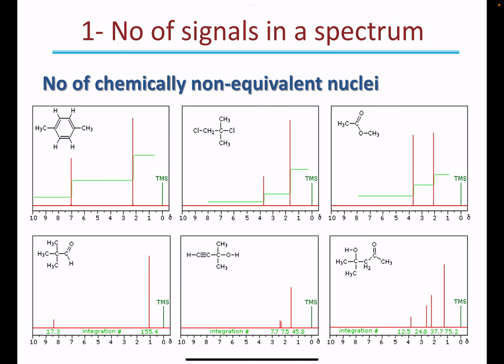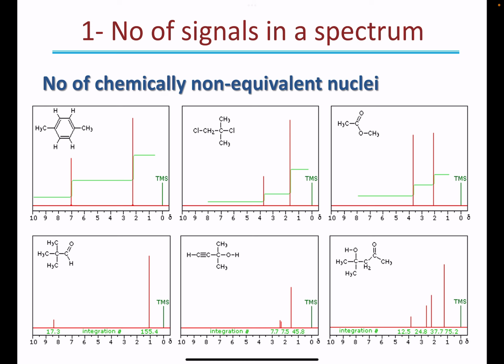the signal. The number of signals in the spectrum will give us information about the number of chemically non-equivalent nuclei. What do we mean by chemically non-equivalent nuclei? If you have several protons or several hydrogens which have the same chemical environment, meaning they have the same surroundings, the same connections, then these will give one signal. If you have more than one signal, that means you have more than one chemically non-equivalent nucleus.